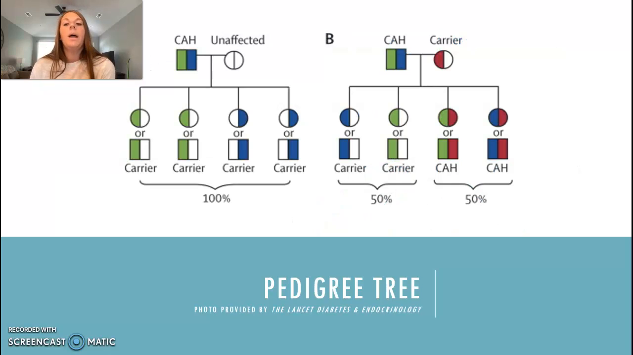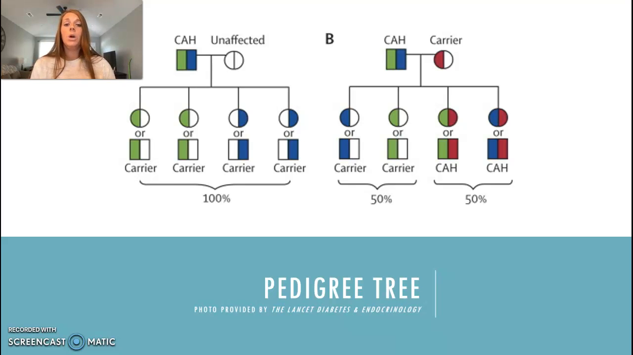So here is another pedigree tree, and we've got pedigree tree A. We have an affected human and an unaffected human. So someone is always going to receive an affected gene, and someone is always going to receive an unaffected gene. So with that being said, when these two parents mate, they will have carrier children every single time. So 100% of the time, they're creating a child who is a carrier of the congenital adrenal hyperplasia and can potentially pass it down along the line.